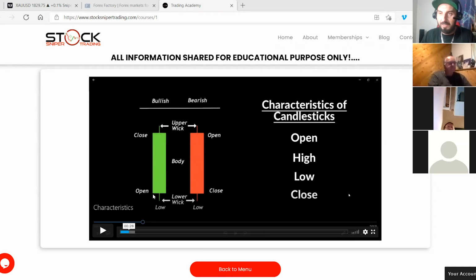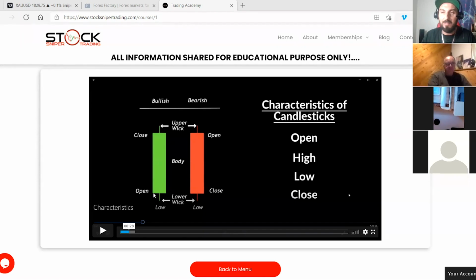And all candlesticks have the same characteristics. This is what I want you guys to take from this course right now. They all have an open, a high, a low, and a close. It doesn't matter if it's a bullish candle or a bearish candle. They all have an open, high, low, and close. And it doesn't matter what time frame you're trading your candle.